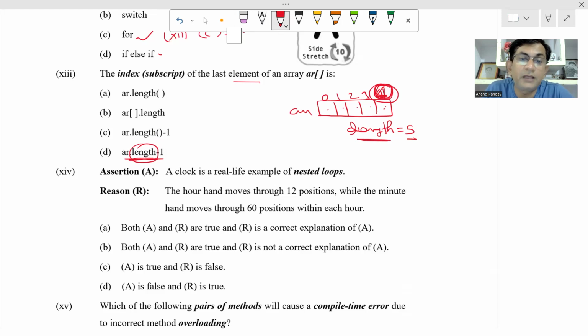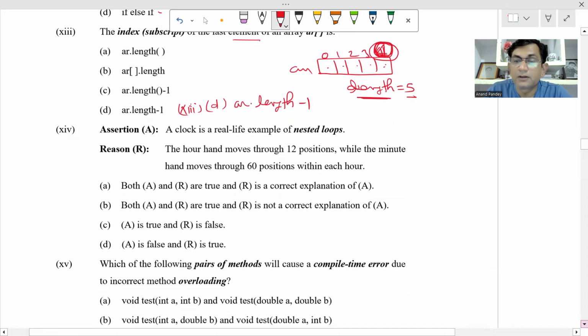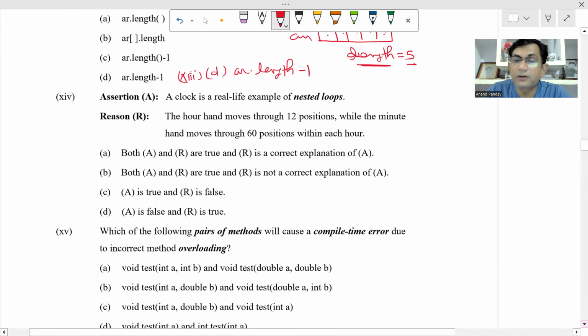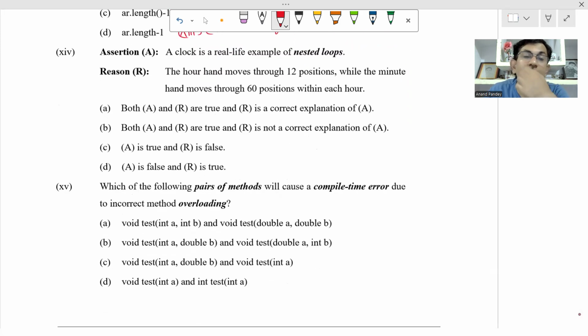The answer will be AR dot length minus 1. AR dot length will be what? 5 minus 1, 4. This way, we'll get the last index. So the answer will be D, AR dot length minus 1. Got it? Any question or doubt, you can ask through the comment section.